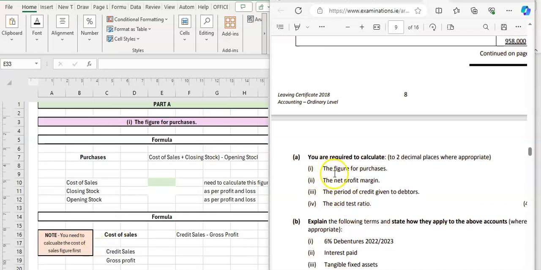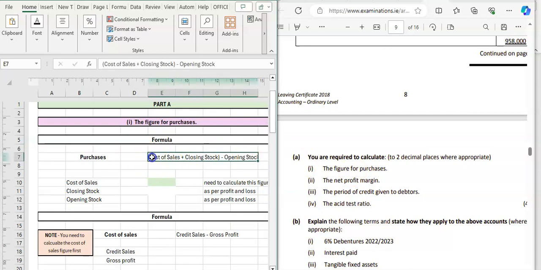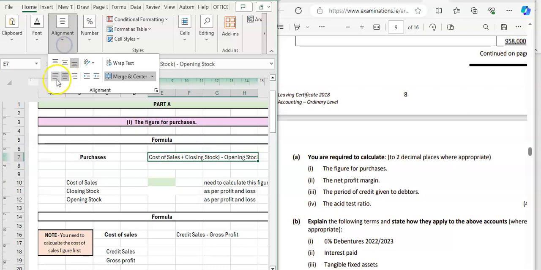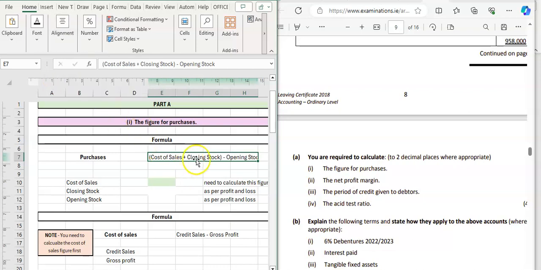Okay, so let's have a look at the first adjustment for Larchfield 2018 ordinary level ratio question. It's looking for you to calculate the figure for purchases. To calculate the figure for purchases, you're going to need a formula, which is your cost of sales plus your closing stock minus your opening stock. So you need to find those figures first in the question.